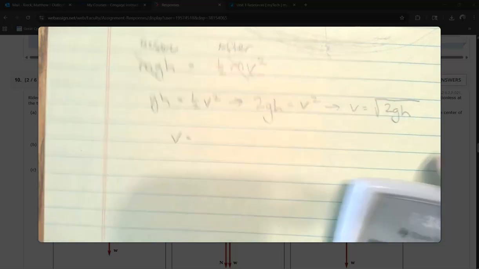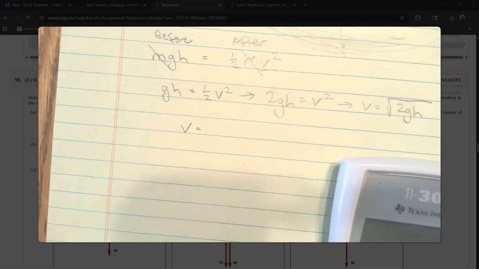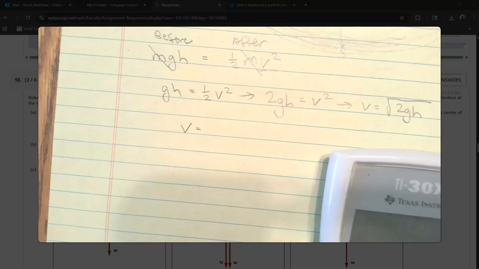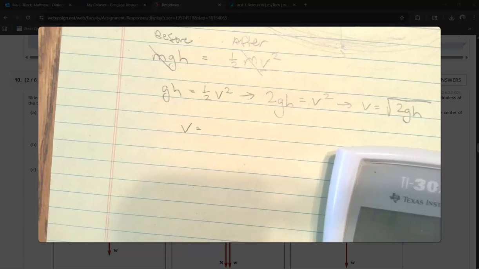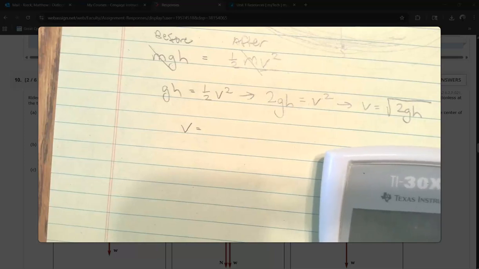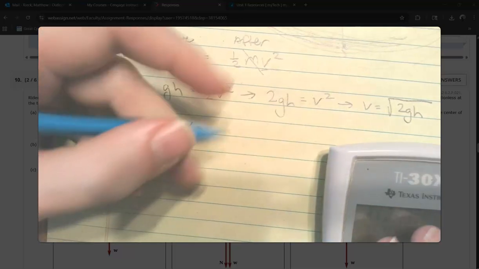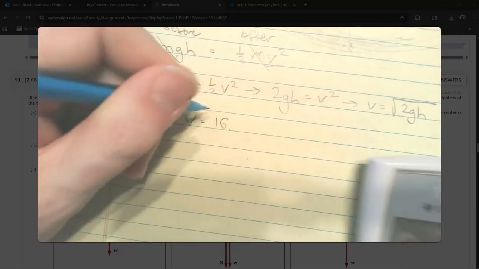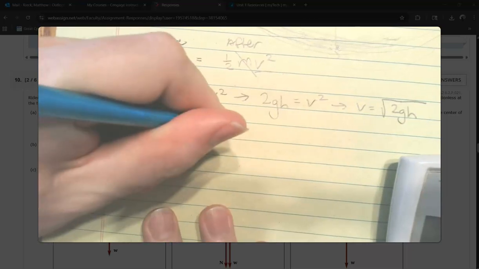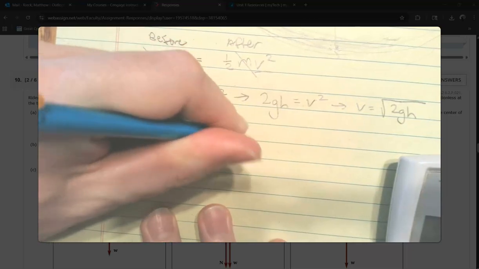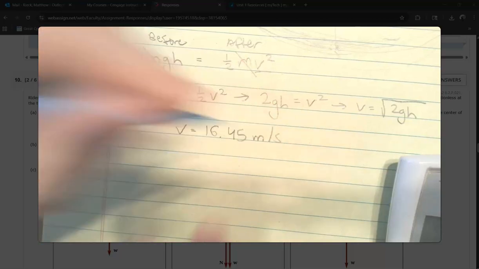So if we take the square root of 2 times 9.8 meters per second squared times h, which is 13.8, we should end up with 16.45 meters per second.